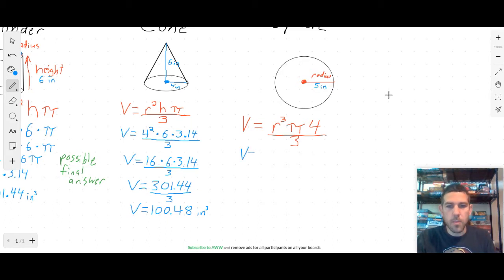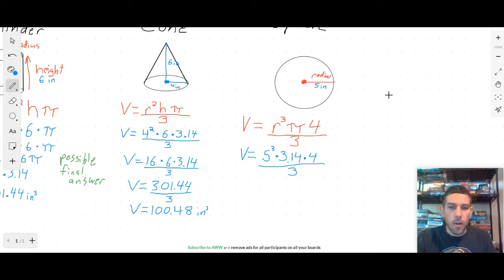The volume will be 5 for the radius, so 5 to the third power, times our pi of 3.14, times our 4. And I always get a question like, where did that 4 come from? It's actually in the formula. Every formula has that 4 in it for a sphere. If you don't believe me, Google it. And then divide by 3. Again, it's part of the formula.